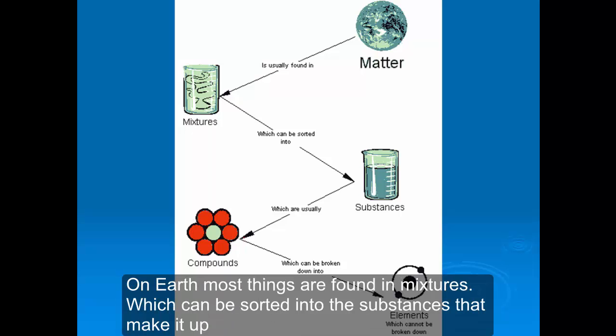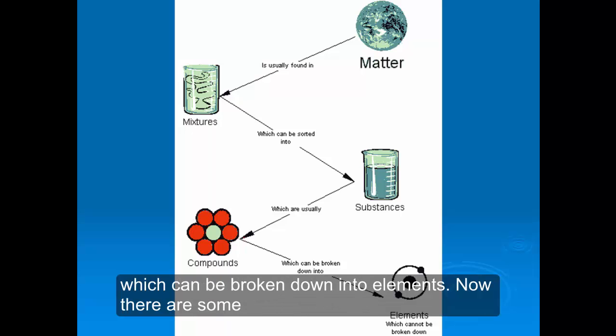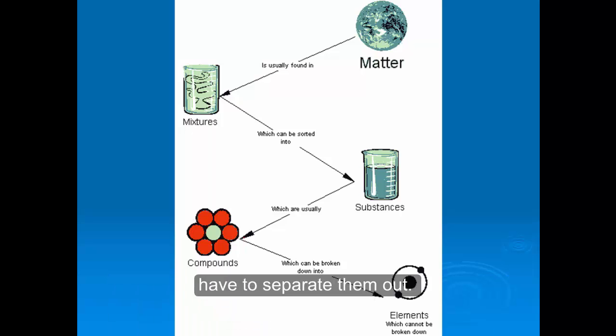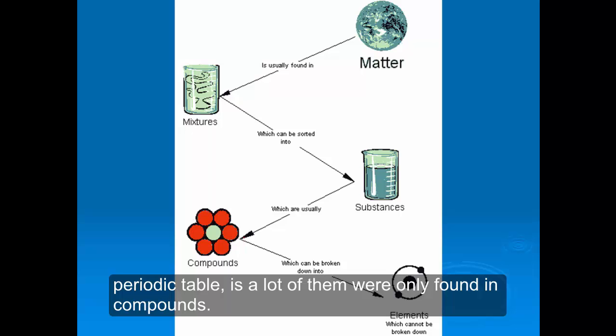On Earth, most things are found in mixtures, which can be sorted into the substances that make it up, which are usually compounds, usually not elements, which can be broken down into elements. Now there are some times that there are exceptions to that, like you can find a gold vein and then it is fairly pure gold there. But usually they're in compounds and we have to separate them out into the elements. That's part of the reason why it was so difficult to discover all the elements on the periodic table, is a lot of them were only found in compounds.